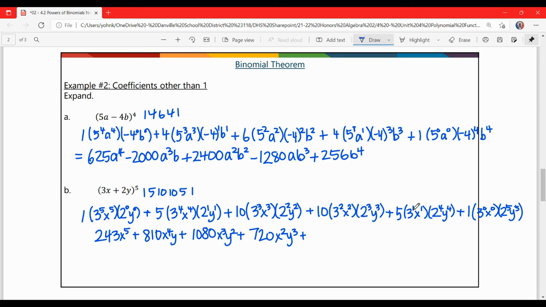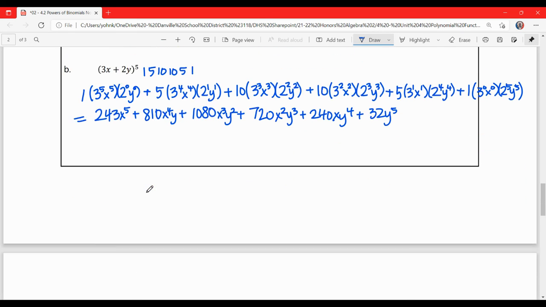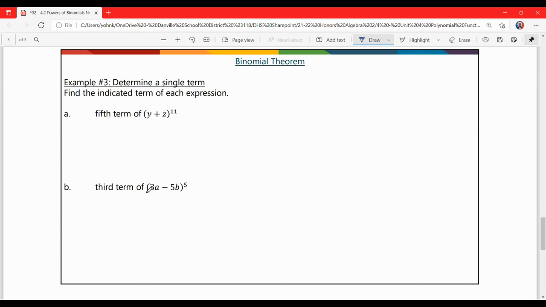Then I have 5 times 3 to the 1st times 2 to the 4th. That's 240. x to the 1st, y to the 4th. And then that's gone. And then 2 to the 5th is 32. y to the 5th. So as you can see, these are quite ugly, but it's all a huge pattern. Big pattern.